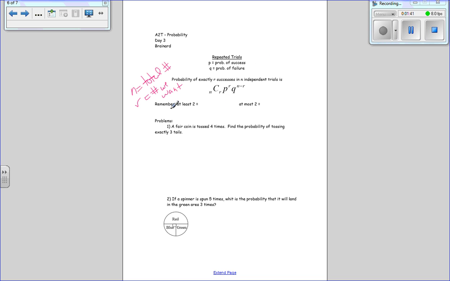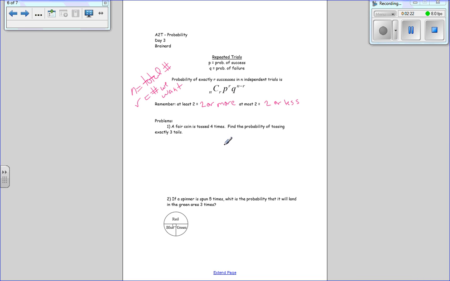And remember, we've learned this in the past, the phrase at least means, at least 2 means 2 or more. And at most 2 means 2 or less. Sometimes it helps if you think about it as money. If I say I have at least $5 in my pocket, that would mean I have $5 or more. If I say I have at most $5 in my pocket, you need $6, you're not going to get it from me. So let's try some problems.